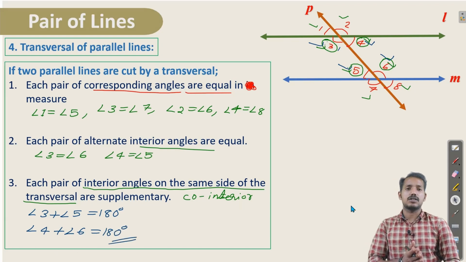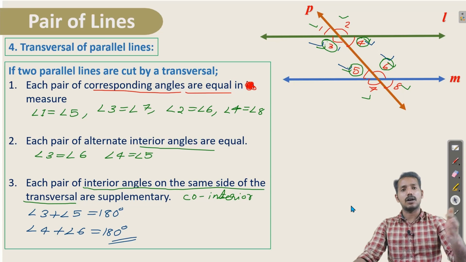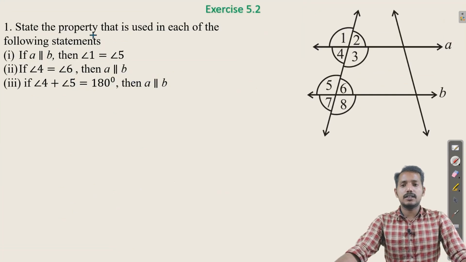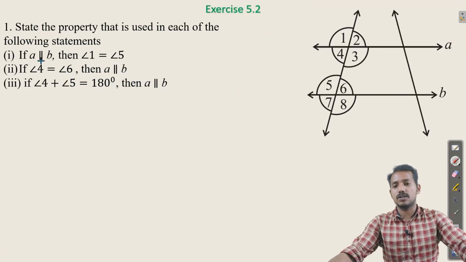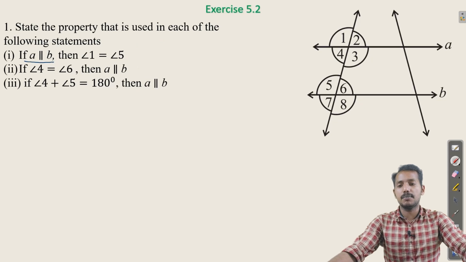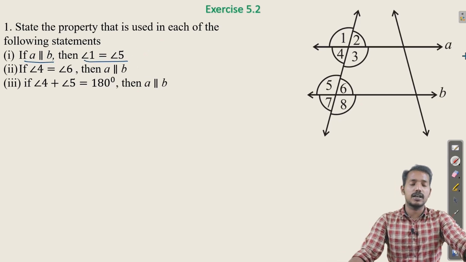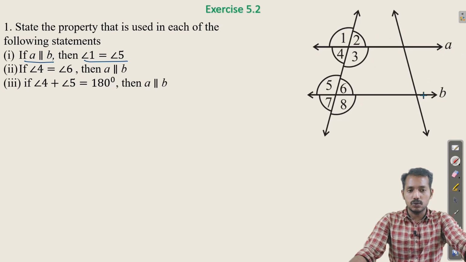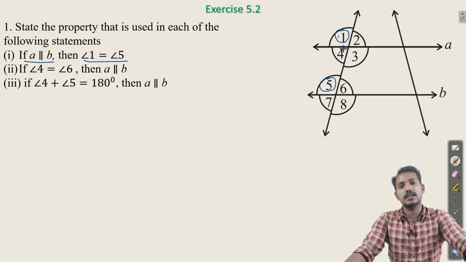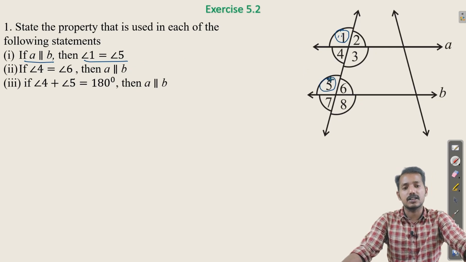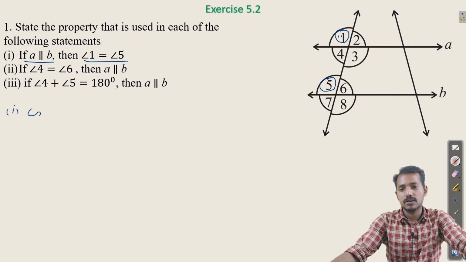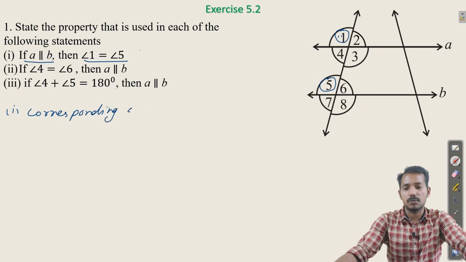Now let's discuss some questions from exercise 5.2 to apply this concept. State the property that is used in each of the following statements. If A is parallel to B, then angle 1 is equal to angle 5. Which property are we using here to state they are equal? They are the corresponding angles. So corresponding angle property.